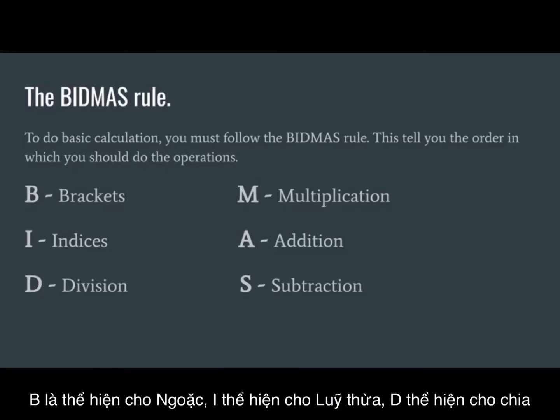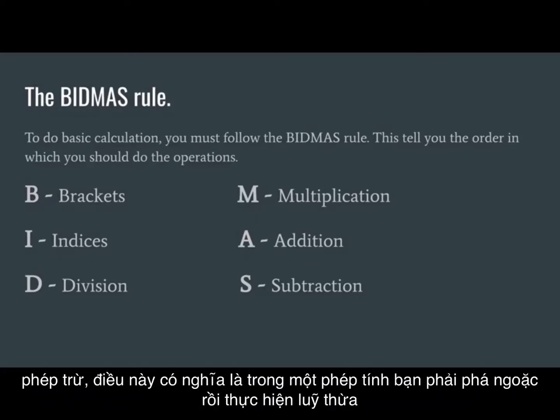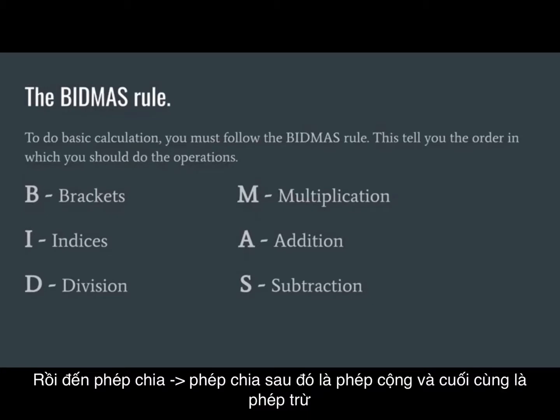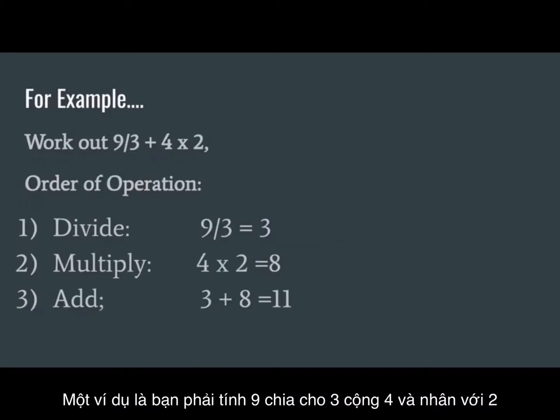B stands for brackets, I stands for indices, D stands for division, M stands for multiplication, A stands for addition, and S stands for subtraction. This means that you should do brackets first, and then indices, then division and multiplication, after that addition and subtraction in the last. So, for example, you need to work out 9 divided by 3 plus 4 multiplied by 2.